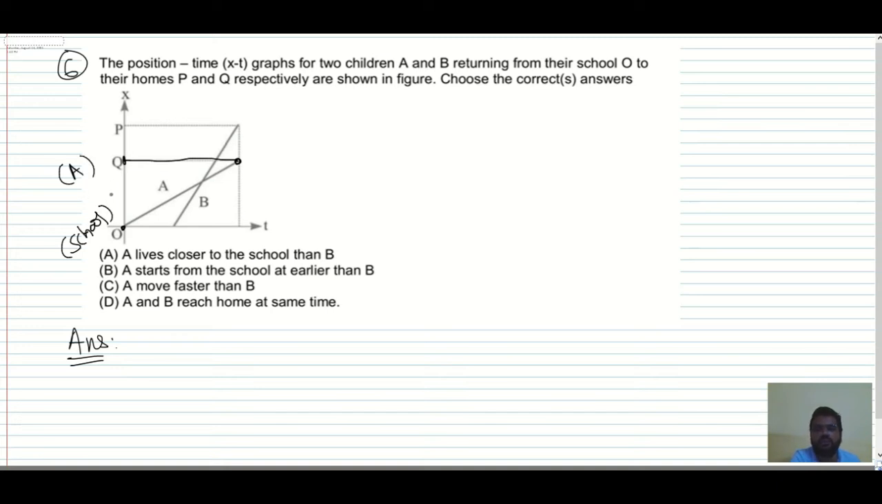Indicates A lives closer to school than B. So this is the correct one. A starts from school earlier than B. Yes, at t equal to 0 only A started, so this is also correct. A moves faster than B.